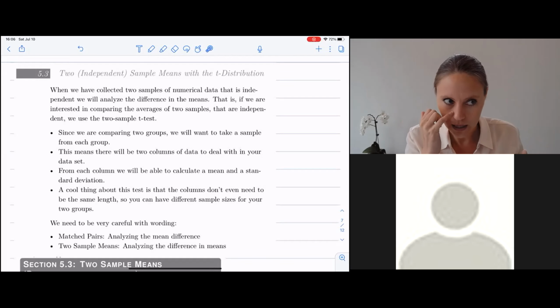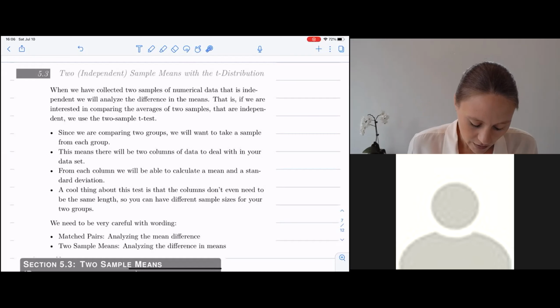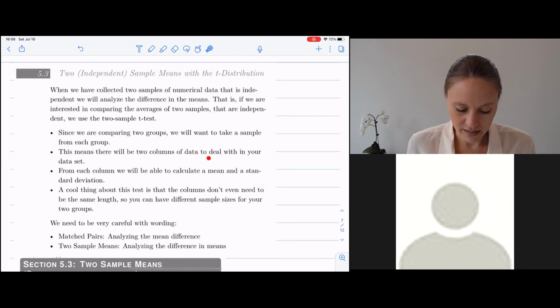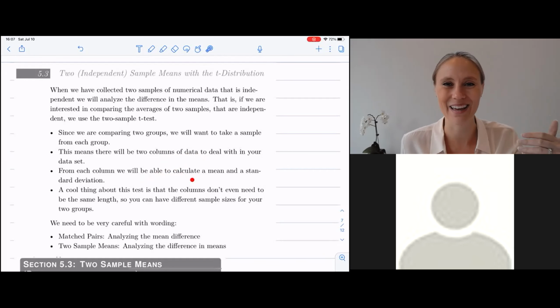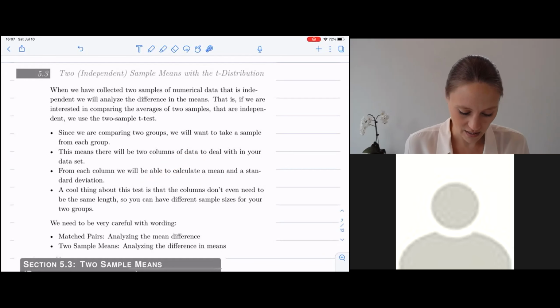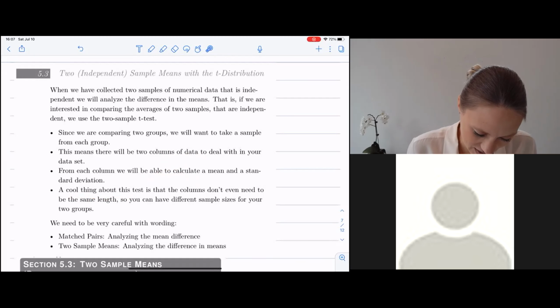There's going to be two columns of data to deal with in your data set. From each column, you'll be able to calculate a mean and a standard deviation, and of course, get the sample size.